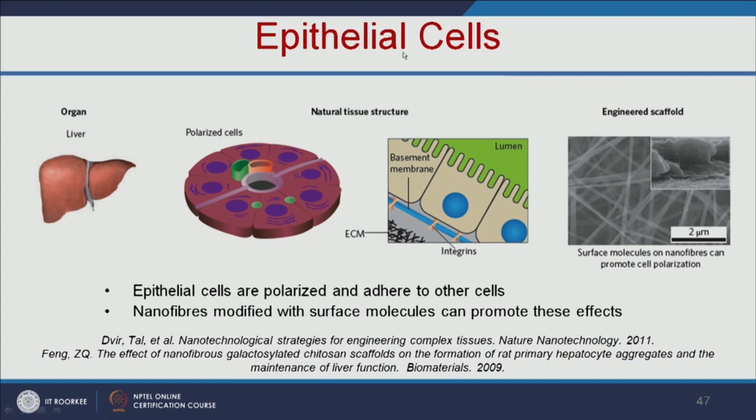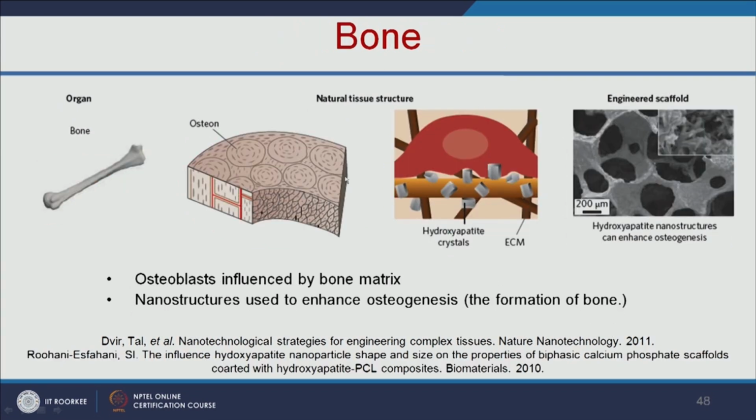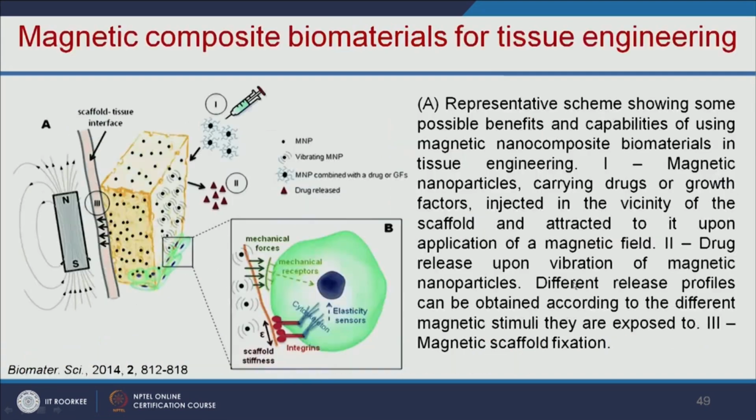The next example is epithelial cells. Here the epithelial cells are polarized and adhere to other cells, and when you make the surface nanofibers modified with surface molecules, that can promote this kind of natural tissue structure effect. Next example is bone. The osteoblasts are influenced by bone matrix, and we can make hydroxyapatite nanostructures with a porous structure similar to your bone. These nanostructures can enhance osteogenesis, that is formation of bone.